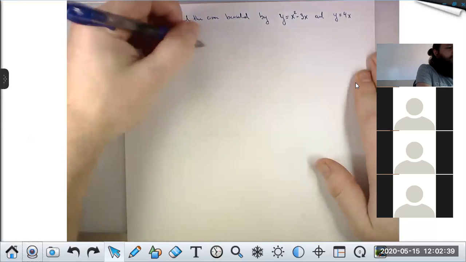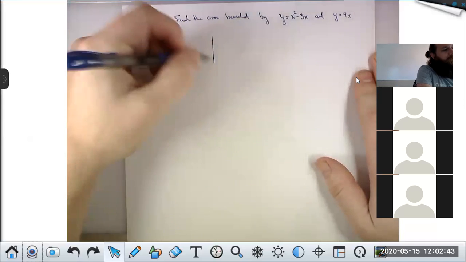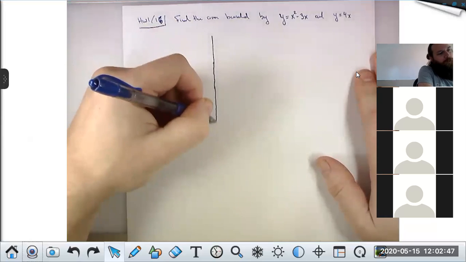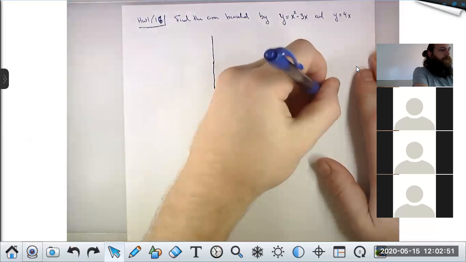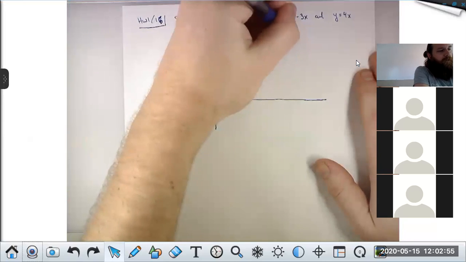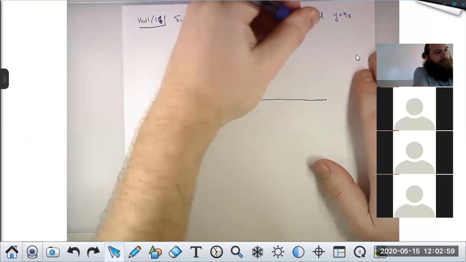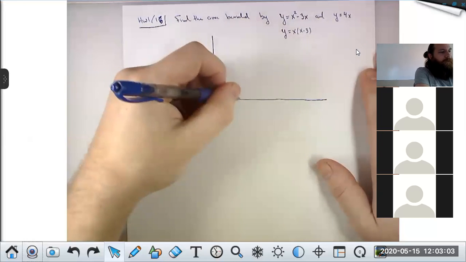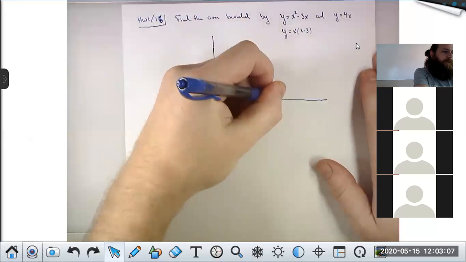How do I graph these functions? y equals x squared minus 3x and y equals 4x. Well, x squared minus 3x, that's a quadratic, so its graph will be a parabola. The lead coefficient is 1, which is positive, so it's going to be opening up. And if I factor that, that's the same as y equals x times x minus 3. So I know that it's going to have a root here at 0. It'll have a root over here at 3.